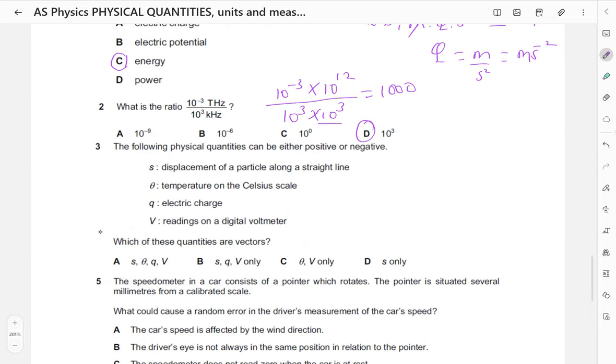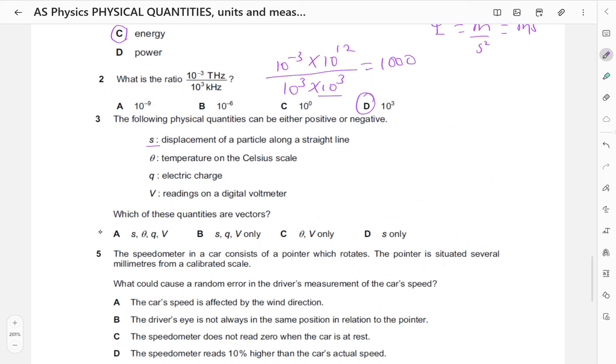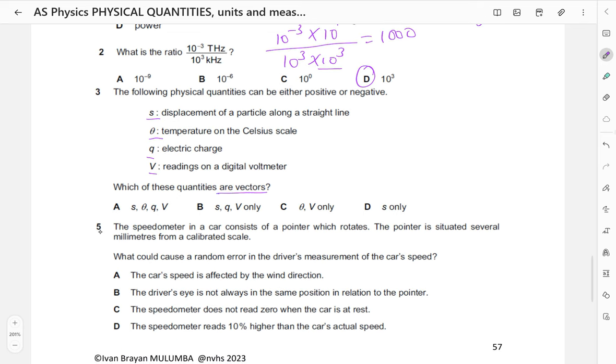The following physical quantities can be either positive or negative. S, displacement. Theta, temperature. Q, electric charge. V, readings on the digital voltmeter. Which quantities are vectors?